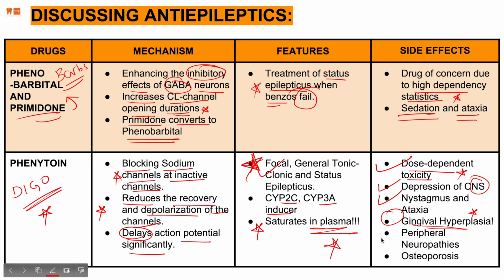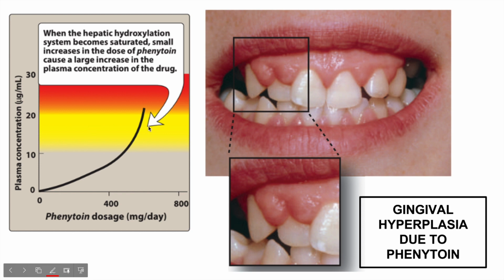Peripheral neuropathies and osteoporosis. This is systemic effects. One of the best drugs to be used with one of the worst side effects. Moving on. So this is what we meant with gingival hyperplasia due to phenytoin sodium. The papillas begin to grow over the teeth, causing negative recession on periodontal charts. Negative recession, it means gingiva is overgrown, it came up.